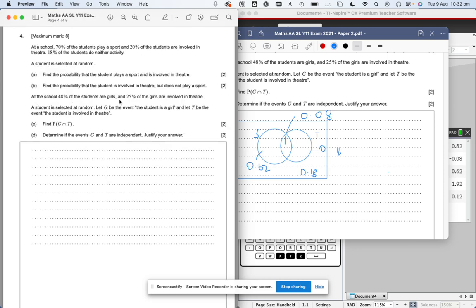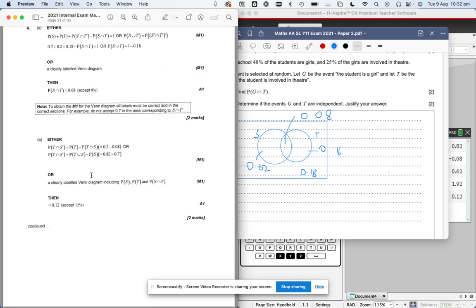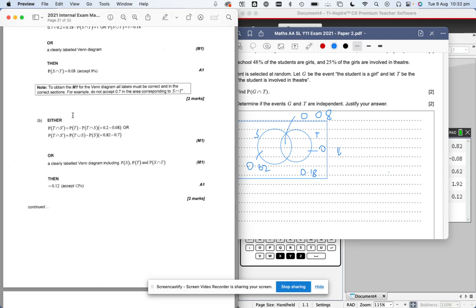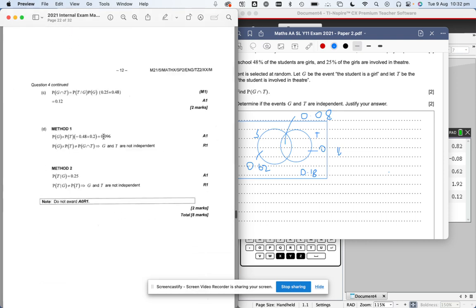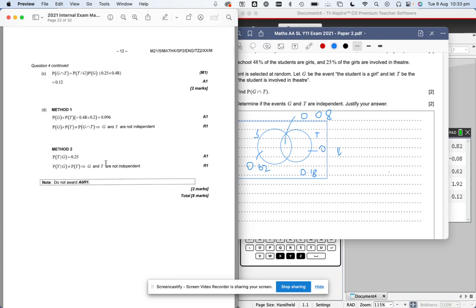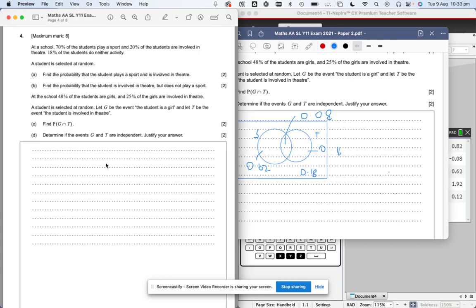At school, 48% of the students are girls and 25% are involved in theatre, and so on. I'm not going to do any more. If you want a full solution to question 4, do let me know. But effectively, you continue to use your calculator to solve for decimal answers, like so. And that's the only reason why you're using your graphics display calculator. There is no need at all to use it in any more involved way.